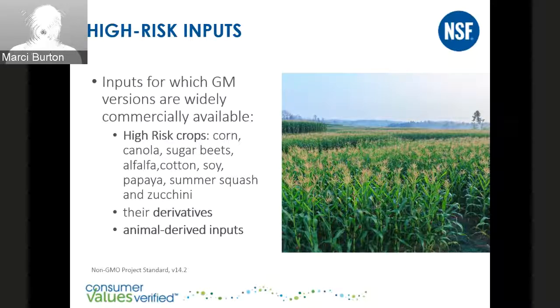High-risk inputs are going to be inputs for which genetically modified versions are widely commercially available. So you know the list: corn, canola, sugar beets, alfalfa, cotton, soy, papaya, summer squash, and zucchini. The high-risk ingredients also include anything that's derived from those high-risk crops, and it also includes animal-derived ingredients: butter, cream, honey, etc.